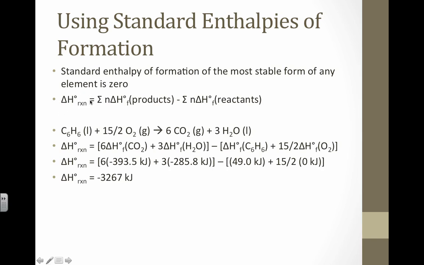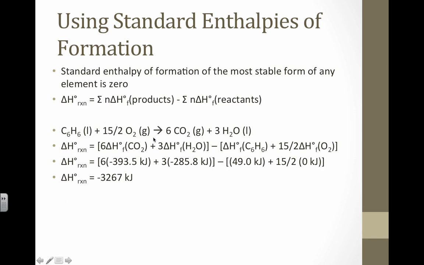What we do to find the standard enthalpy of the reaction is we take the formation of the products and subtract the formations of the reactants. If there are any balanced coefficients that are used, like if there's a 2 in front for balancing, then that enthalpy of formation gets multiplied by that coefficient value.